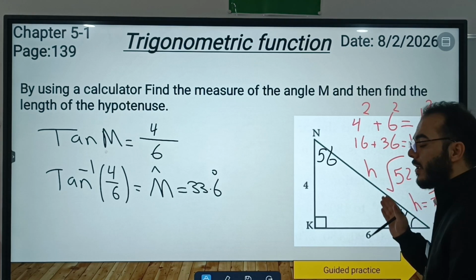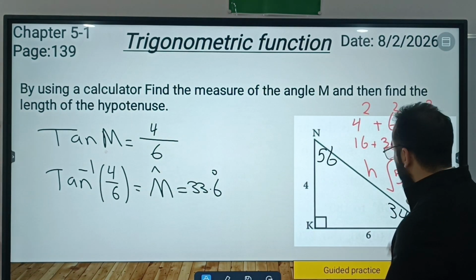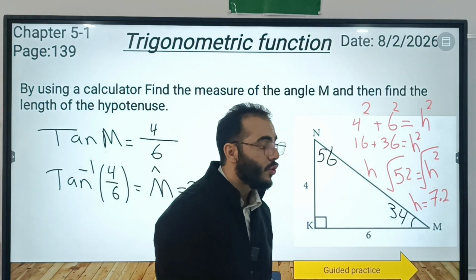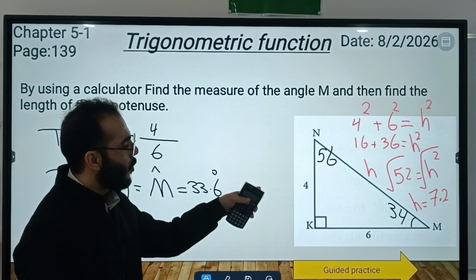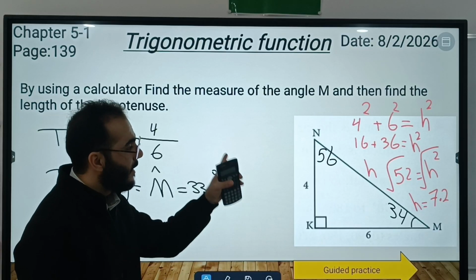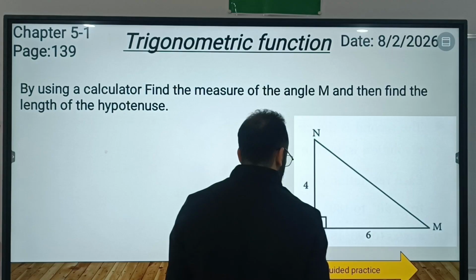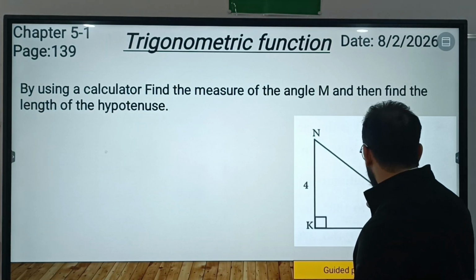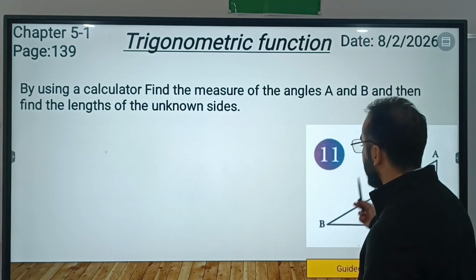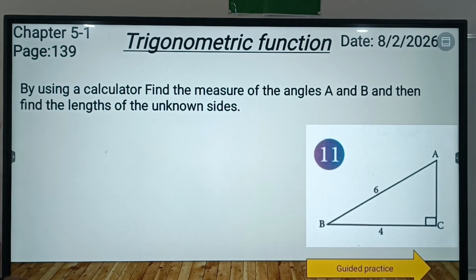As we already mentioned, the hypotenuse must always be bigger than the legs. As you can see, the legs are 6 and 4, but the hypotenuse is 7.2, which is bigger than both of them. This is how we find the measure of two acute angles when we have two sides, and of course the length of the hypotenuse, by using inverse trigonometric functions. There is another example here. Okay, this one, question 11 in your exercises. It says the same thing, but the hypotenuse is given.